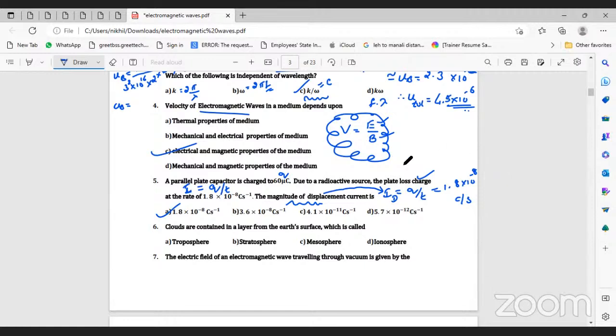So whatever the charge is going to lose, that charge loss is going to create what? Electric field. So it creates the change in electric field. That change in the electric field is going to constitute the displacement current, that is Q by T, which is given as 1.8 into 10 power minus 8 coulomb per second.